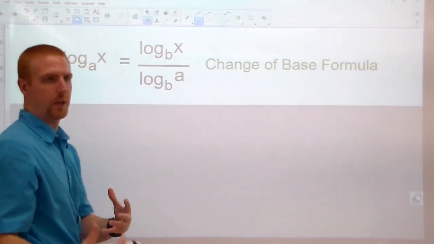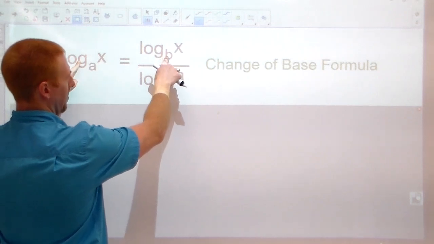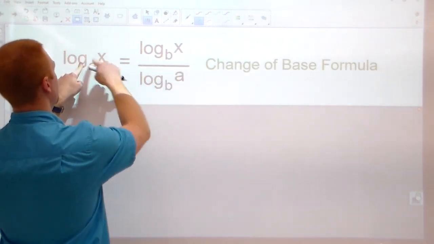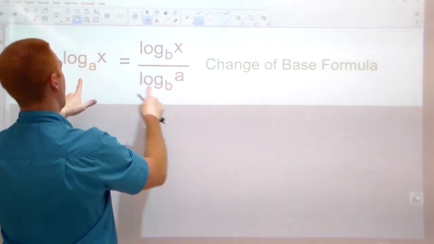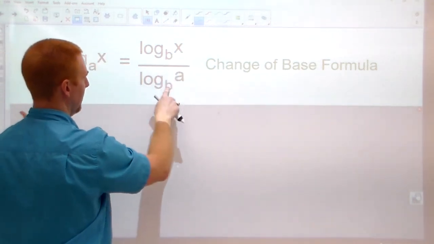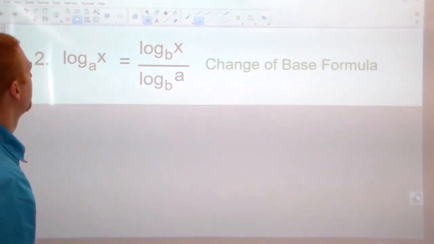The way this change of base formula works, just to refresh you, say log of whatever your new base is, usually 10, but not always. You say log base 10, for example, of x, and you divide it by log, the same base 10, of whatever this base was. So that's kind of how you work that out.